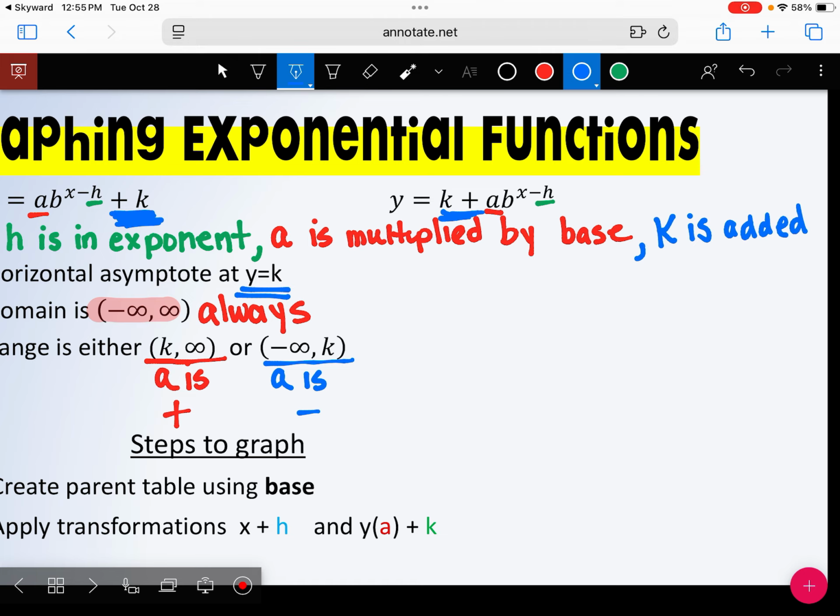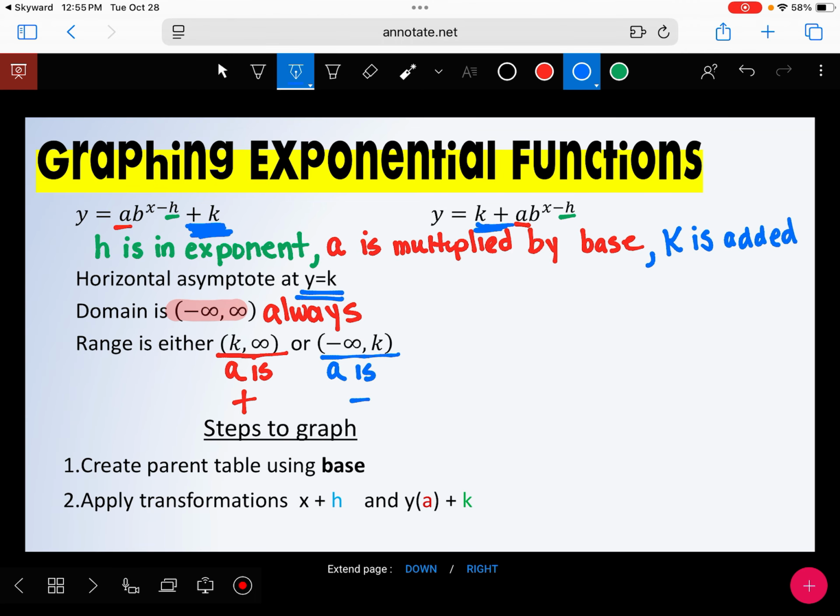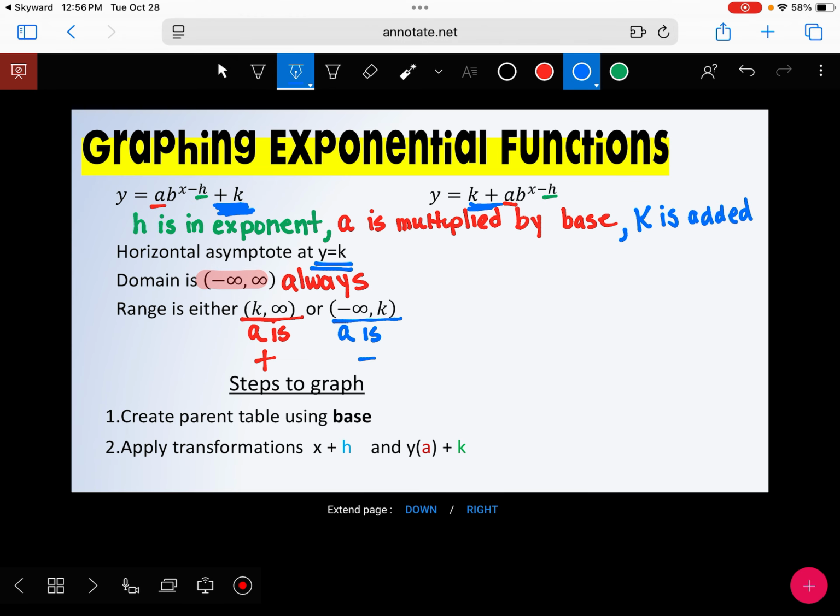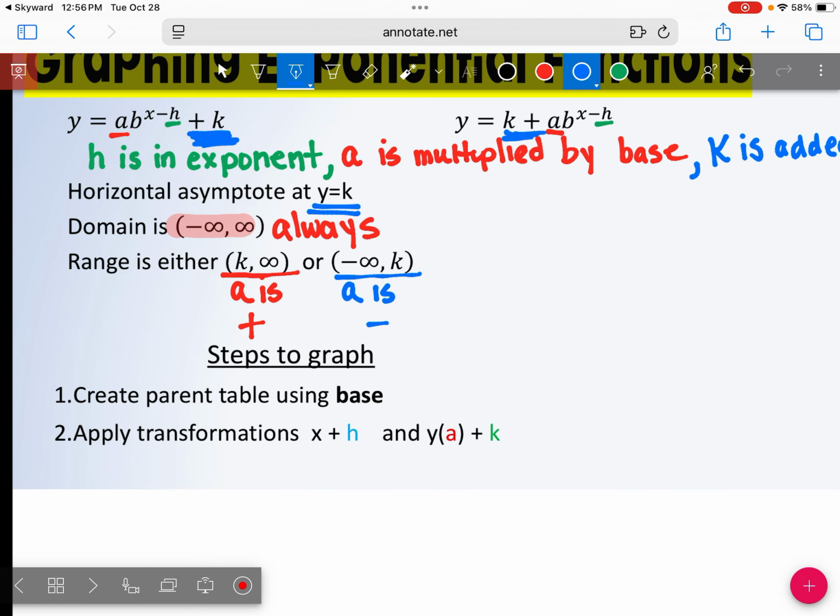So the steps to graph will be, we're going to start out by making the parent table. And the parent table is going to change depending upon the base. And then we're going to apply the transformations. Now, when we apply our transformations, it is always x plus h and y times a plus k. Does that sound familiar? Some people say, hello x, transformations make me want to yak. One of the teachers says that to help people remember that.